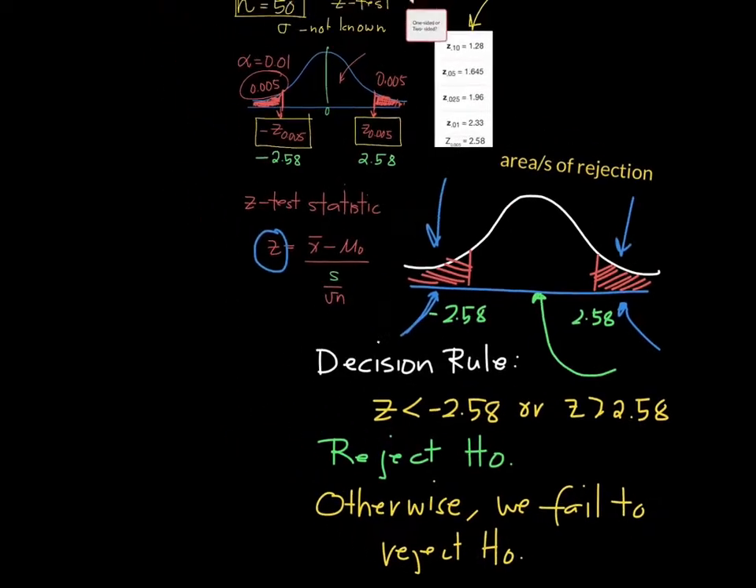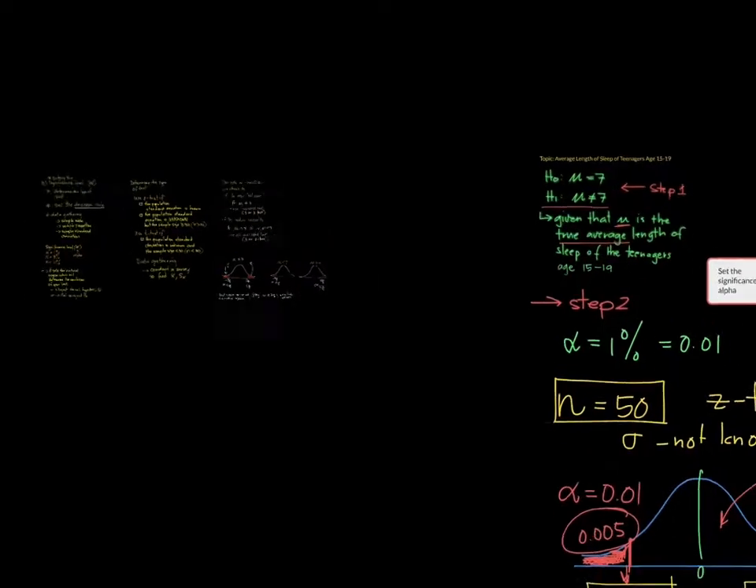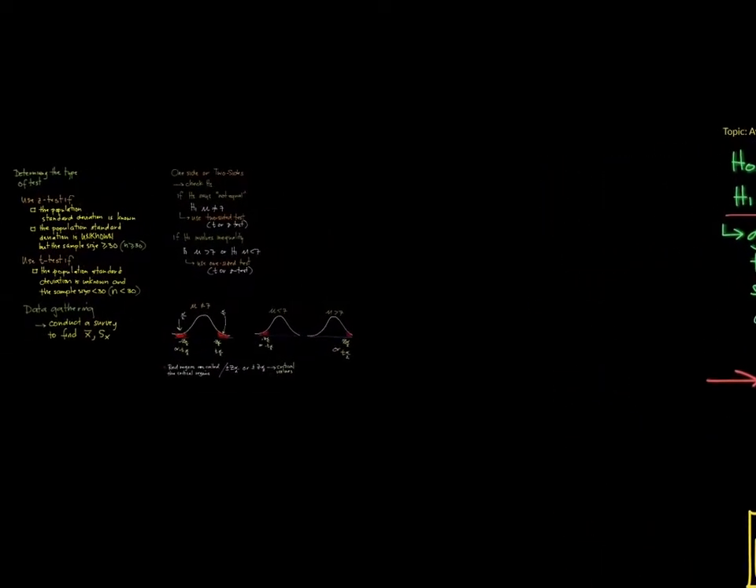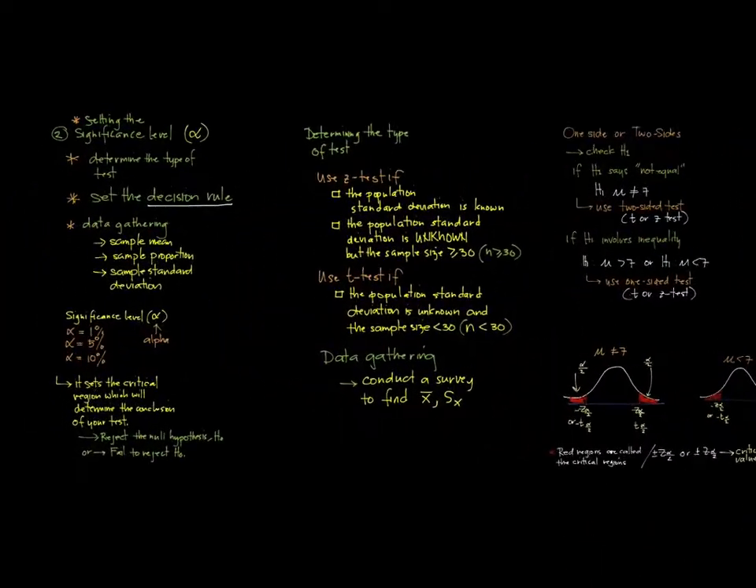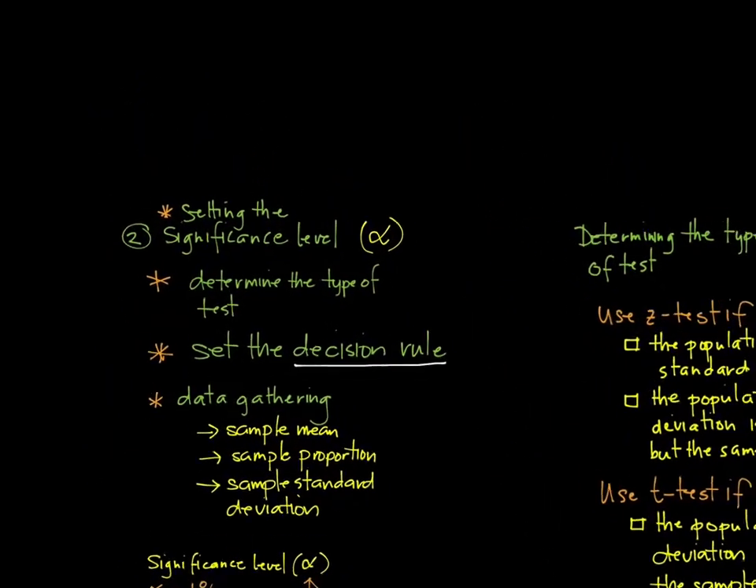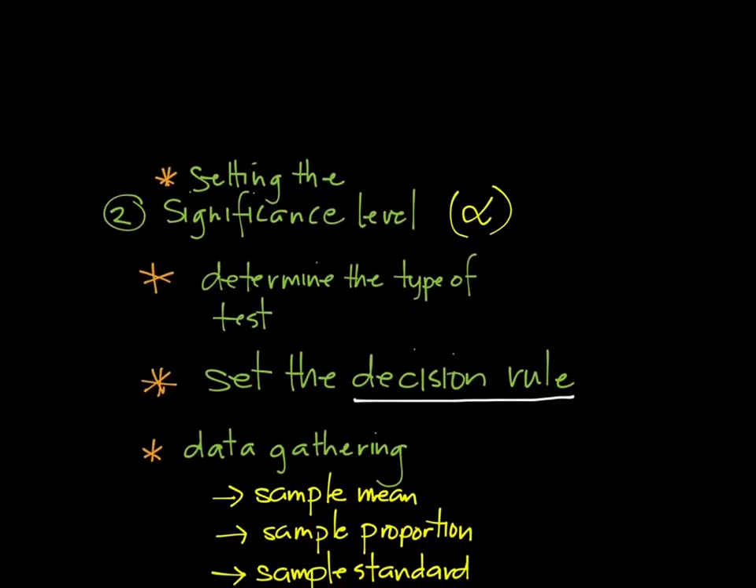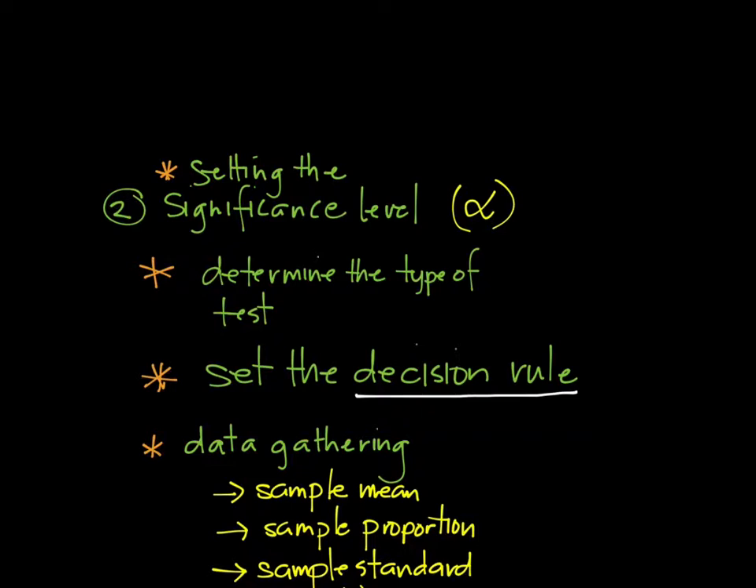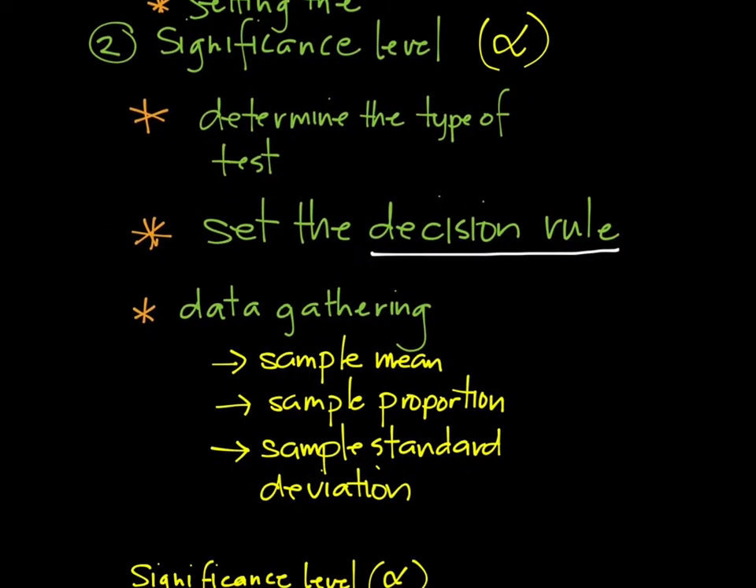So again, in step number 2, what we need to do is set our significance level, determine the type of test, and then set the decision rule. Once you have done these steps, then you are ready to start the data gathering.